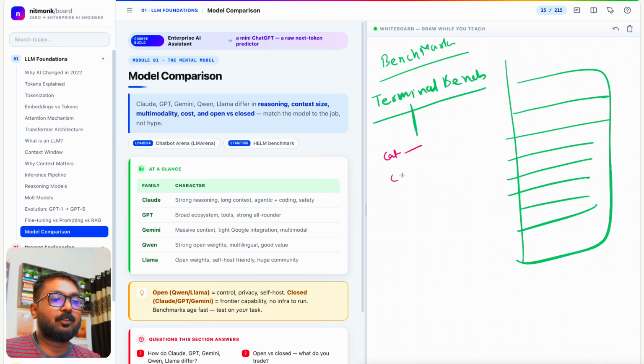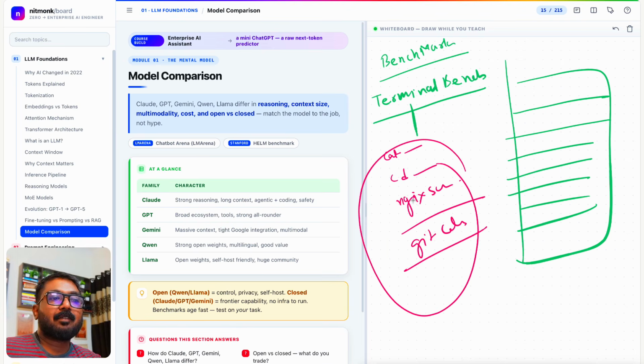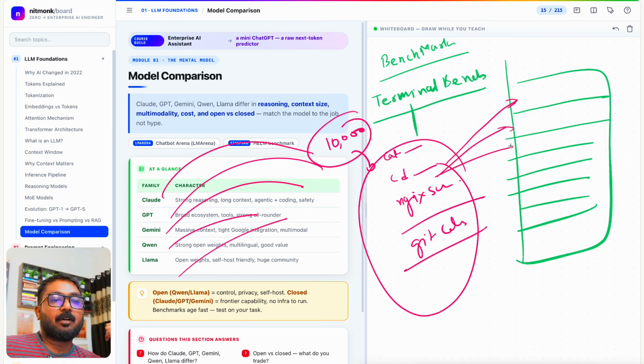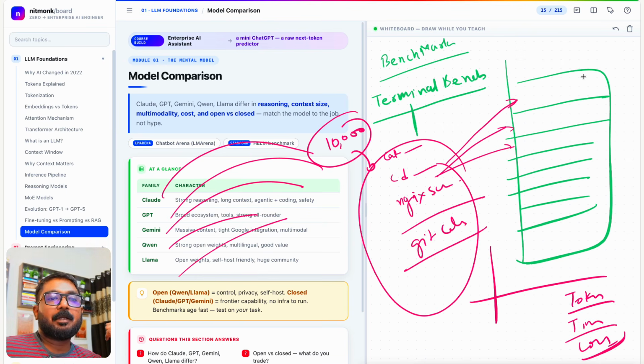Let's say you do cat, you do cd, you try to create an nginx script, you do git clone. All these terminal tasks that you do, if all these models like Claude, GPT, Gemini are given, let's say, 10,000 tasks on this list of things, and once they perform these tasks, they note down how many tokens they use, how much time they use, how much cost they use, and on the basis of this they give rank 1, 2, 3, 4, and so on. That is the terminal benchmarking.